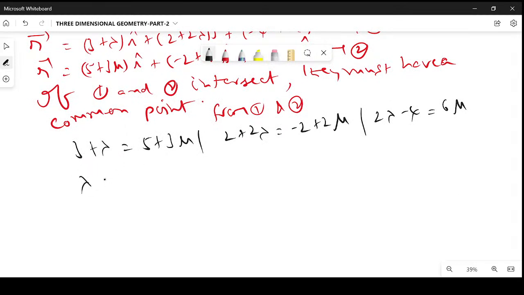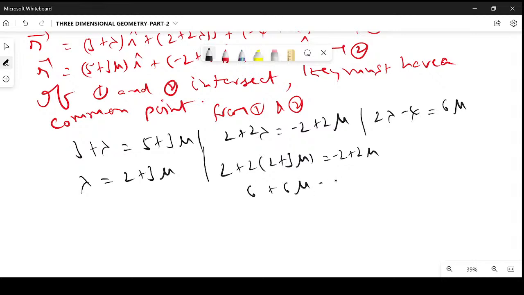Otherwise you can see what lambda is here. I can write, transferring this side, 2 plus 3 mu. Now in this equation, substitute lambda here, or in any one of the equations. If we substitute lambda here, 2 plus 2 into lambda, I get 2 plus 3 mu equal to minus 2 plus 2 mu. Solving the equation, 4 plus 6 comes, 6 mu equal to minus 2 plus 2 mu.